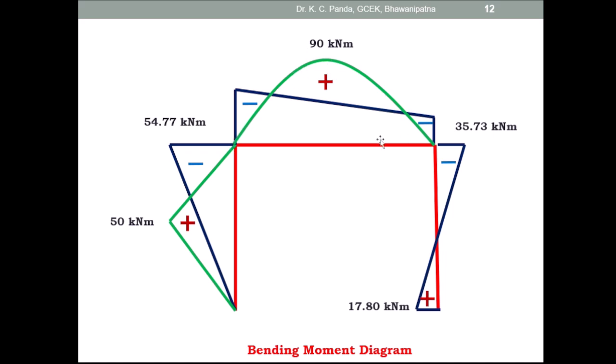So this is parabolic, and here the positive bending moment diagram is triangular, and here the positive bending moment diagram is parabolic. The overlapping negative and positive portions cancel each other, and here also the negative and positive overlapping portions cancel, and this is the net bending moment diagram. So here this is positive, this is negative, this is negative, this is positive, this is negative, negative, positive. So this is the final bending moment diagram.